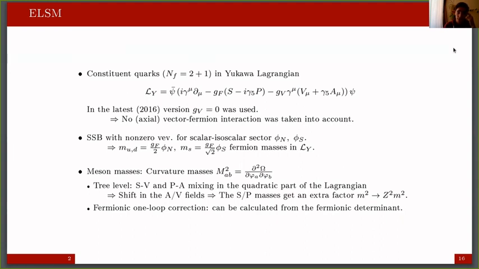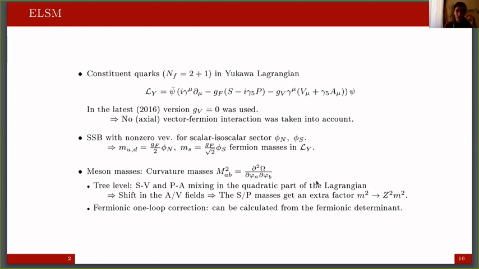Actually, in the latest version from 2016, there was no fermion axial vector and vector interaction in the model. This is a new part we just added, and that will be the main source of the new results I will show. We have a spontaneous symmetry breaking, thus we have the order parameters. We can calculate the curvature masses, as Peter also told.